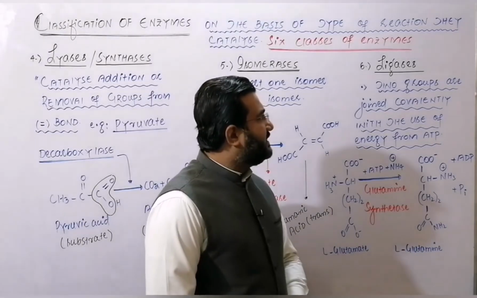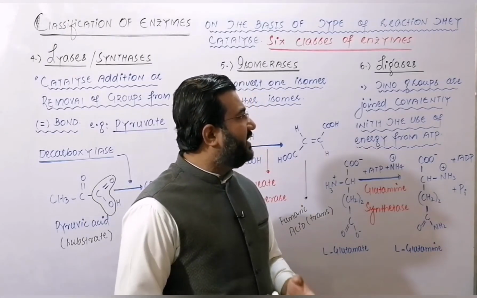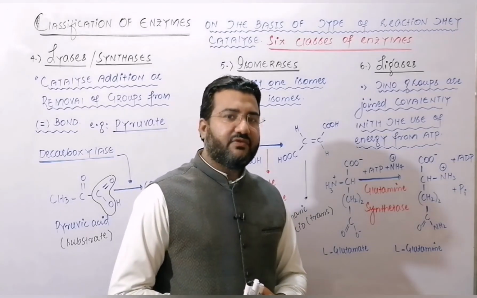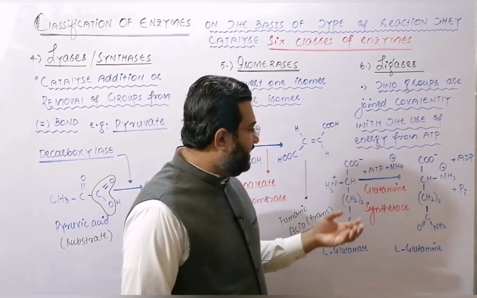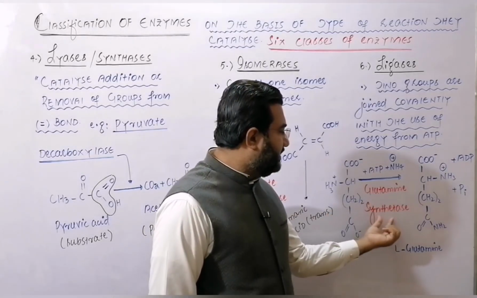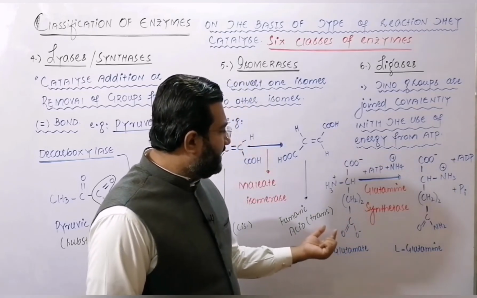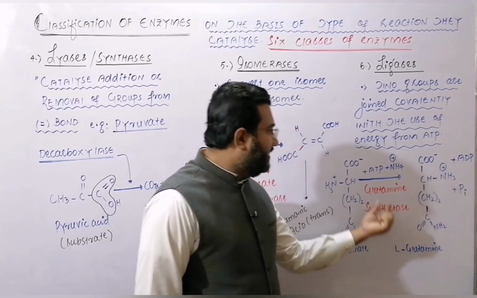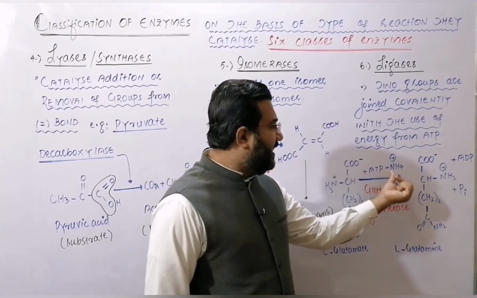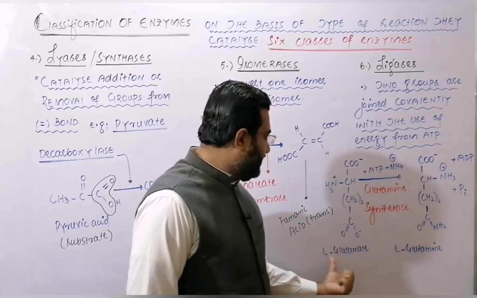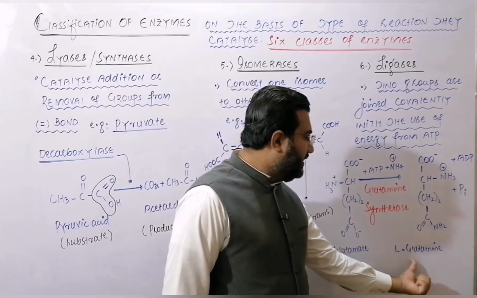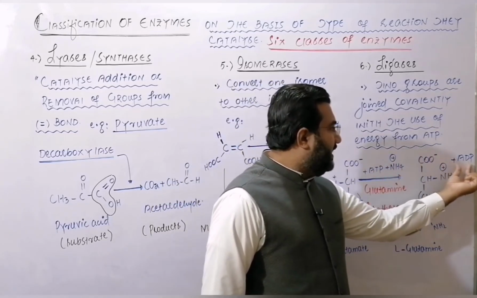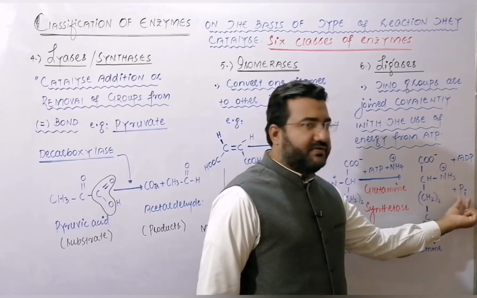Last one are the ligases. These are the enzymes that catalyze those reactions in which two groups are joined covalently with the use of energy from the ATP. And one of the very famous examples is the glutamine synthetase. My dear students, this enzyme catalyzes the reaction in which L-glutamate is changed to the L-glutamine with the use of energy from the ATP, and NH4 positive is the group which is added to the L-glutamate to convert it into the L-glutamine, and ATP is converted to ADP with an inorganic phosphate group.